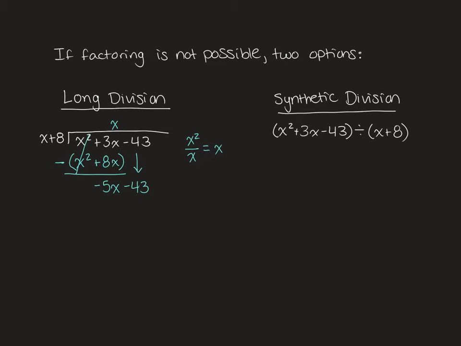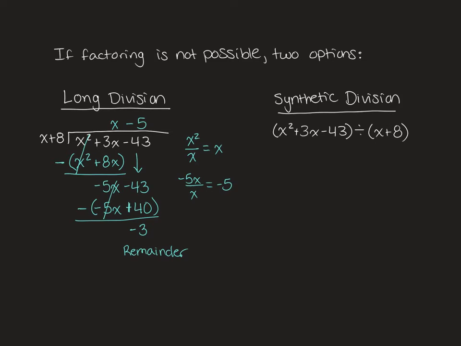And you do the same process again. You divide this by your first term here, so we will have negative 5x divided by x, which will give negative 5. And that's what I write up top. Okay, and then I multiply this number here by this binomial. So I would get negative 5x minus 40. And then we subtract, so everything will actually change sign. These will cancel. We are actually going to add 40, so we get negative 3. Now this negative 3 here is your remainder.